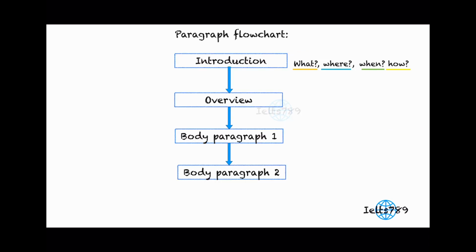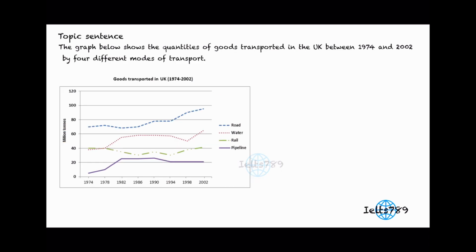Here's the paragraph flowchart again. The introduction that you'll write is basically a paraphrase of the topic sentence, which is the answers to the questions what, where, when, and how. Let's start writing the introduction. Note that the visual provided is a graph, specifically a line graph. Next, we follow this with answers to the what, where, when, and how.